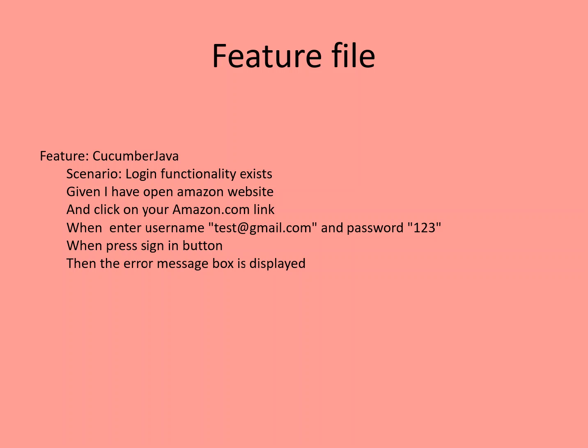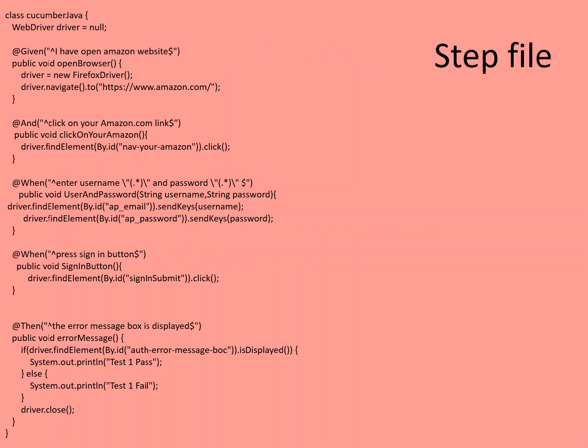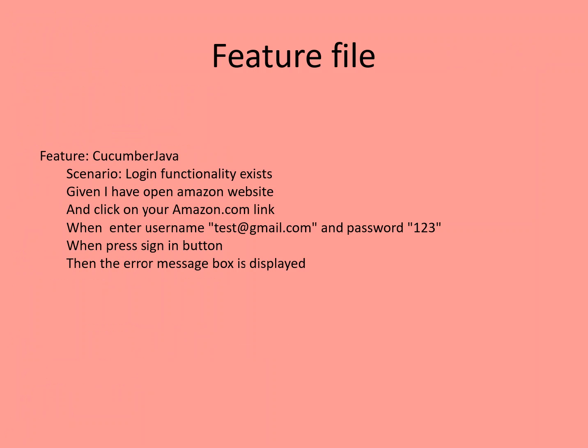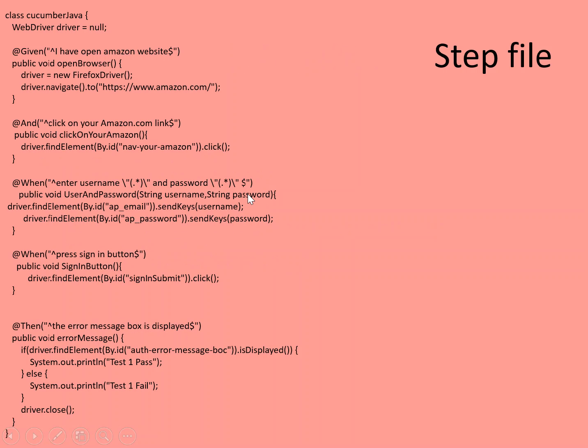You will be wondering how writing something like this will trigger a test case, and what execution happens when I run the test case. For that we have the step file, which contains a step definition. You can see the class is Cucumber Java, and then you have given I have open website. That is the same as in the feature file, given I have open Amazon website. So when I call given I have open Amazon website, it will call the method inside that. It's as simple as that.